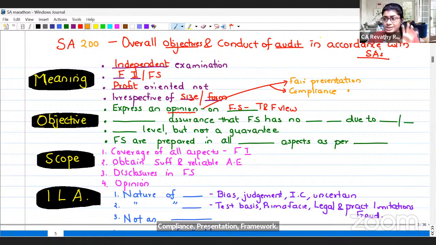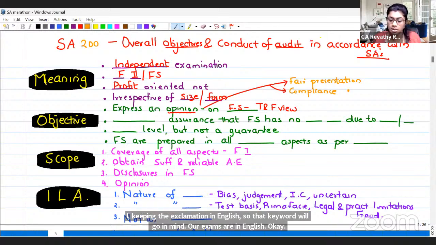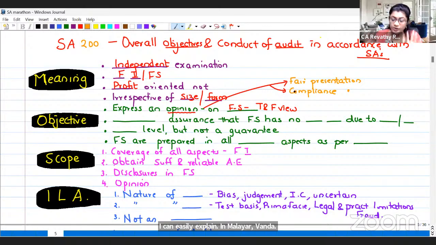Since it is a revision, can I club the entire subject from 200 till 700? You said two types of opinion, modified, unmodified. Then someone said general and specific, that is users. I asked you two types of framework. I'm keeping the explanation in English so that the keywords will go in your mind. Our exams are in English. I can easily explain in Malayalam or Tamil.